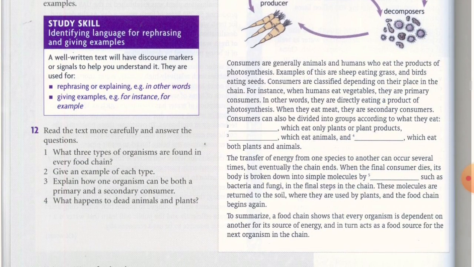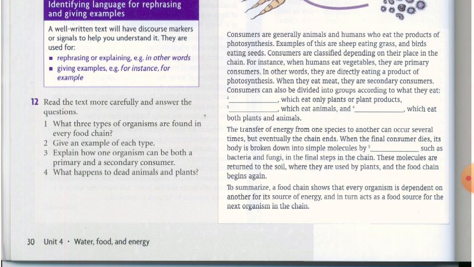Second one, consumers can also be divided into groups according to what they eat: herbivores, which eat only plants or plant products; the third one, carnivores, which eat animals; and omnivores, which eat both plants and animals.